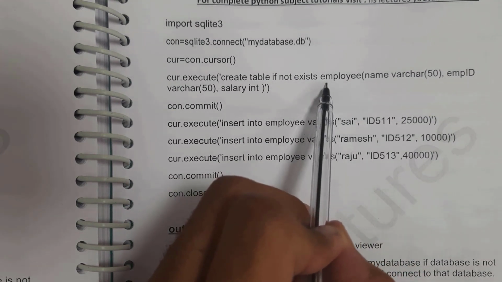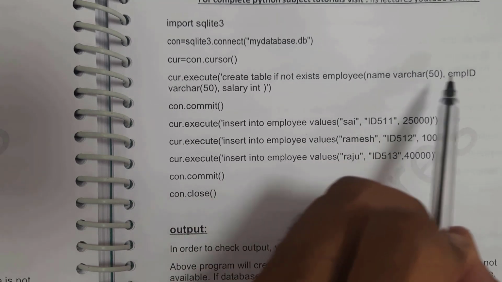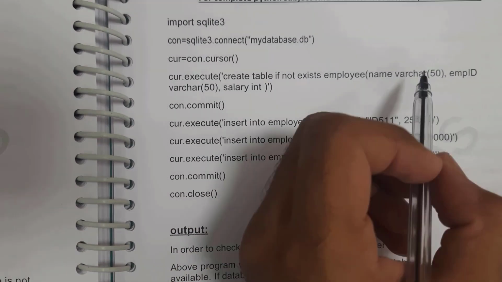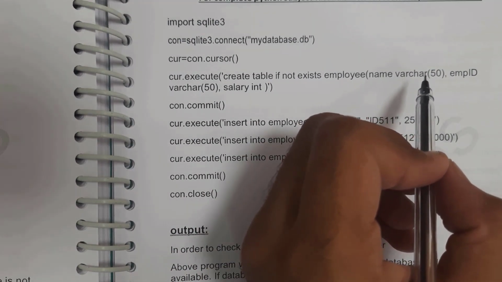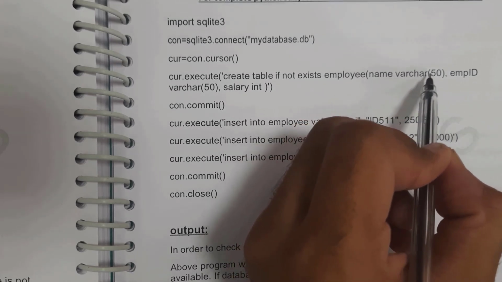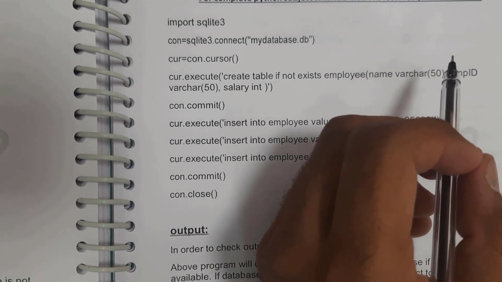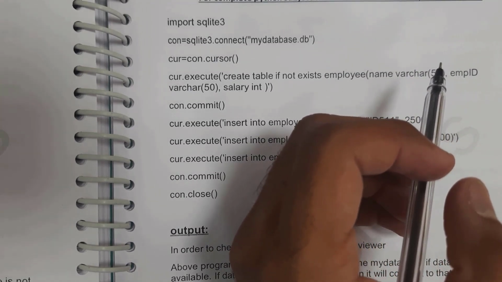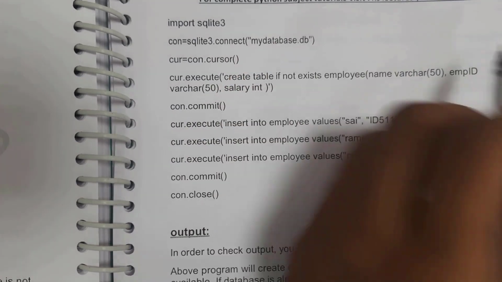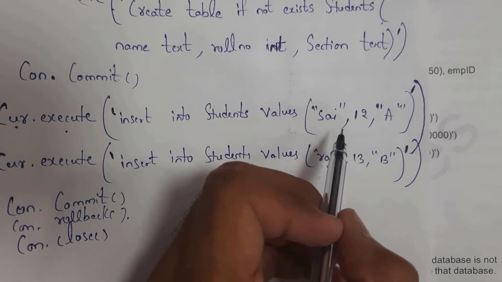Inside employee table I want to insert 3 columns. They are name, employee ID and salary. So at first write name. Guys, instead of using text data type, you can also use varchar data type, where varchar stands for variable character, and inside brackets I took 50. That is nothing but I can enter only up to 50 characters. I cannot enter more than 50 characters. For example, if you consider Sai, here Sai is 3 characters. Like that I can enter up to 50 characters.